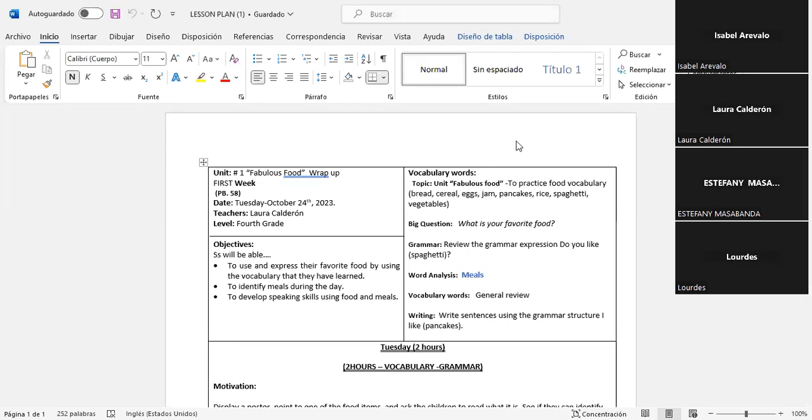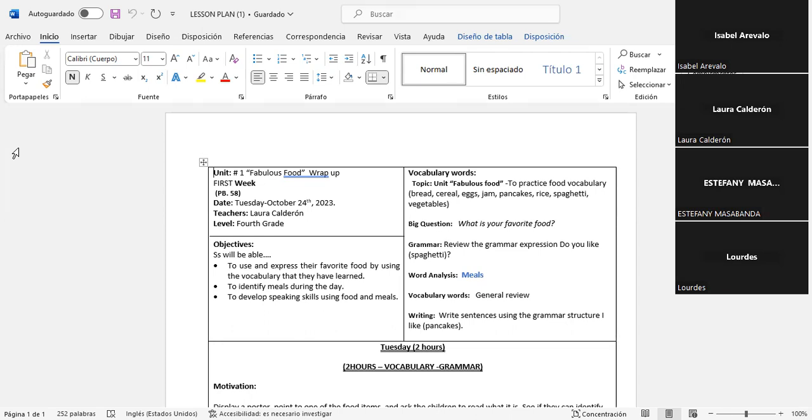Okay, my lesson plan is about fabulous food as a wrap up in the first week. The date is a Tuesday. For tomorrow, the teacher Laura Calderon, level 4th grade. What are the objectives? The students will be able to use and express their favorite food by using the vocabulary that they have learned, to identify meals during the day, and to develop speaking skills using food and meals.